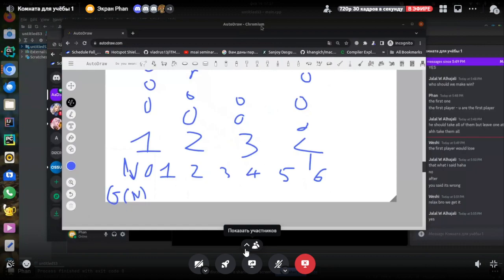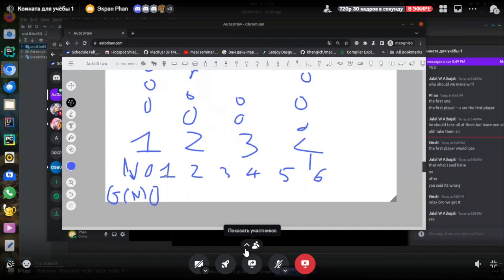Let me explain. If the game has zero stones, then the first player will lose immediately, right? So the Grundy value is zero here.